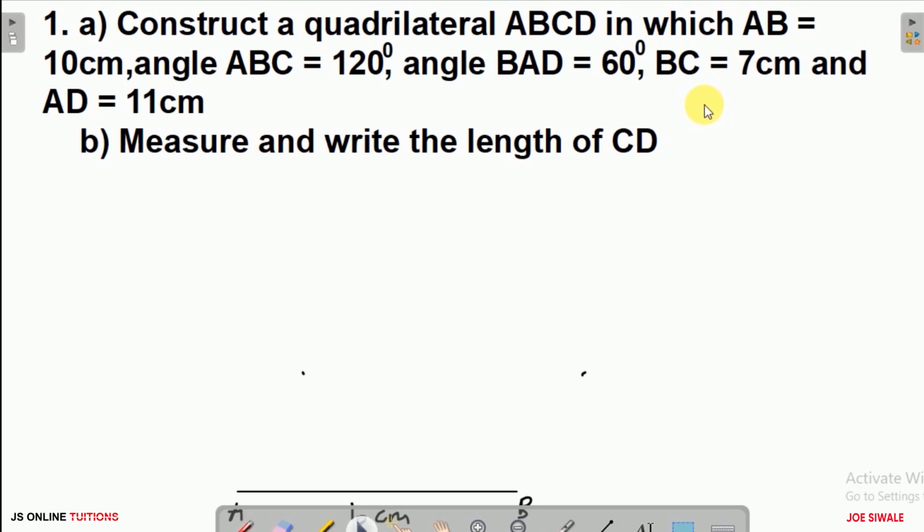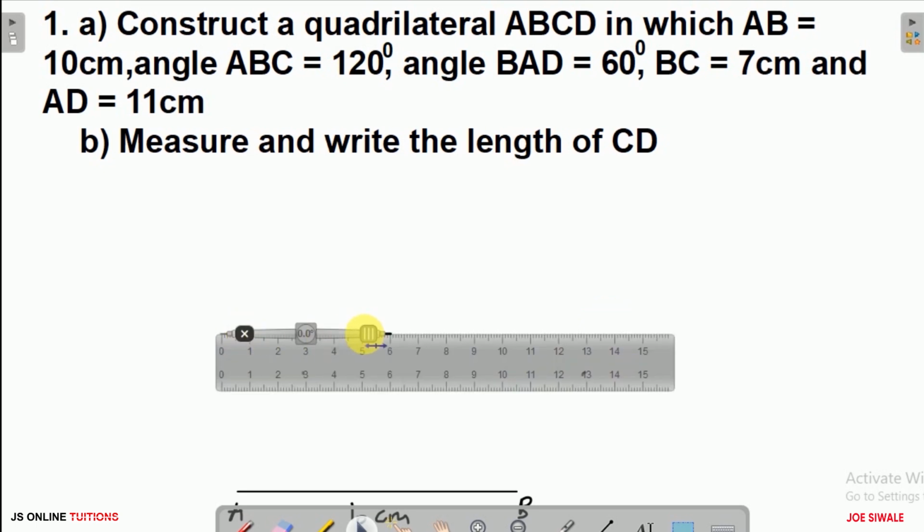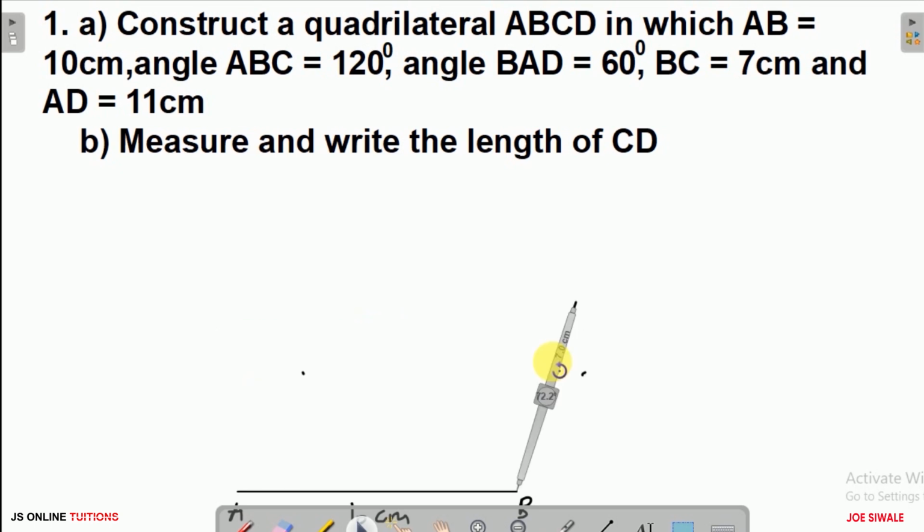We've been told the length of BC is 7 centimeters. So C is somewhere here. We're going to get our compass and measure 7 centimeters. As you can see, we have our 0 there up to 7. So we have measured our 7 centimeters. The starting point is going to be point B and we're going to draw an arc above line AB.